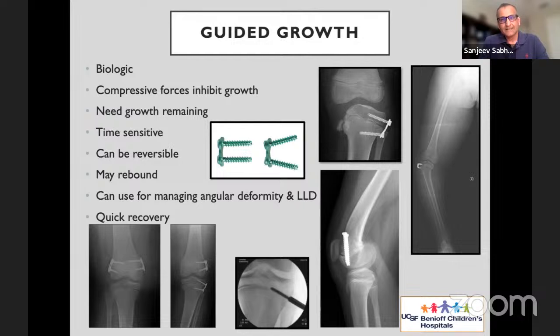And it's really kind of awkward and embarrassing when the patient comes in a few years later and has the opposite deformity and is now skeletally mature. So you've created an iatrogenic problem. And you can use it for managing both angular deformities and even leg length difference by doing contralateral epiphysiodesis, etc. And of course, what's attractive about this is also that it's a quick recovery. It's typically a short surgical procedure with a same-day discharge compared to osteotomies sometimes.